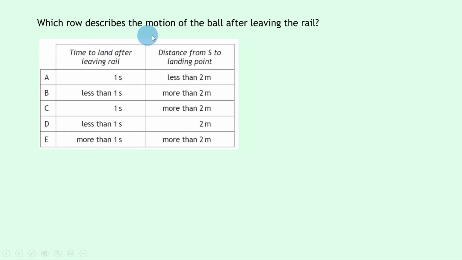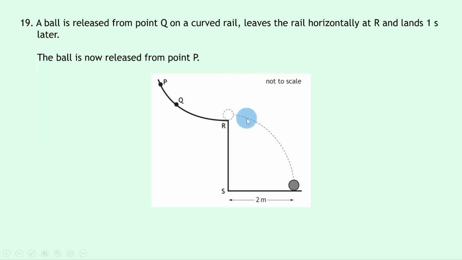So it says which row describes the motion of the ball after leaving the rail. So we've got time to land after leaving the rail and distance from S to landing point. So remember S is over here to the landing point, so we need to work out whether the horizontal range or horizontal distance of the ball is going to change if it's released at a higher point on the curved rail, and we also need to work out if the time of flight of the projectile is going to change.